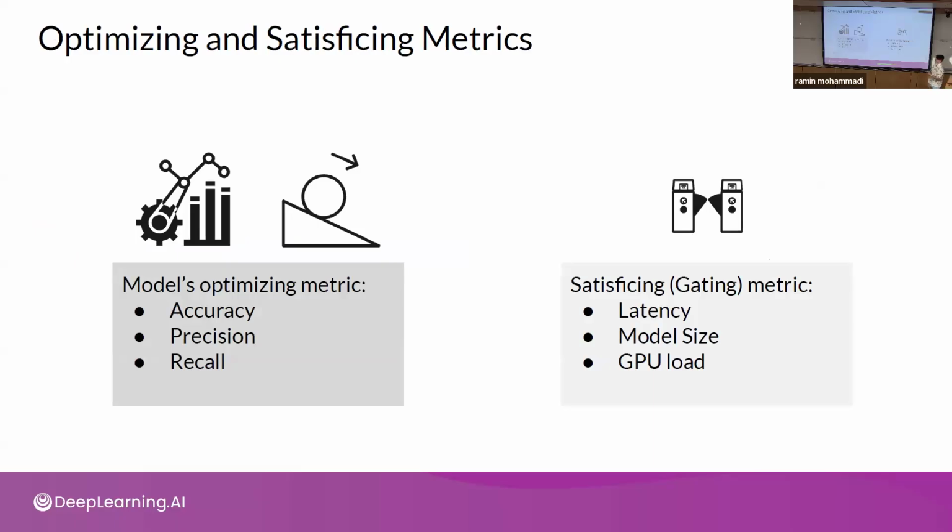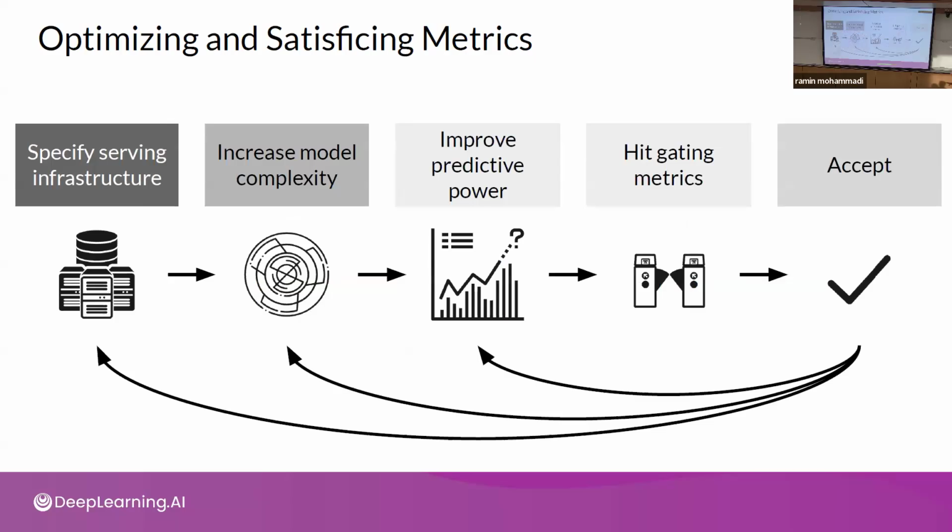Now, when it comes to metrics that you need to aim for, you technically have two types of metrics. You have model optimizing metrics, as we talked about before, and now you have gating metrics. Gating metrics are latency, model size, GPU load. These all become gating metrics. So optimizing metrics is anything about the model. How good is this model? Gating metrics is anything about serving the model: how much load this model puts on the system, how hard it is to serve, how slow it is, and that overall gives you an idea of how costly this model is.